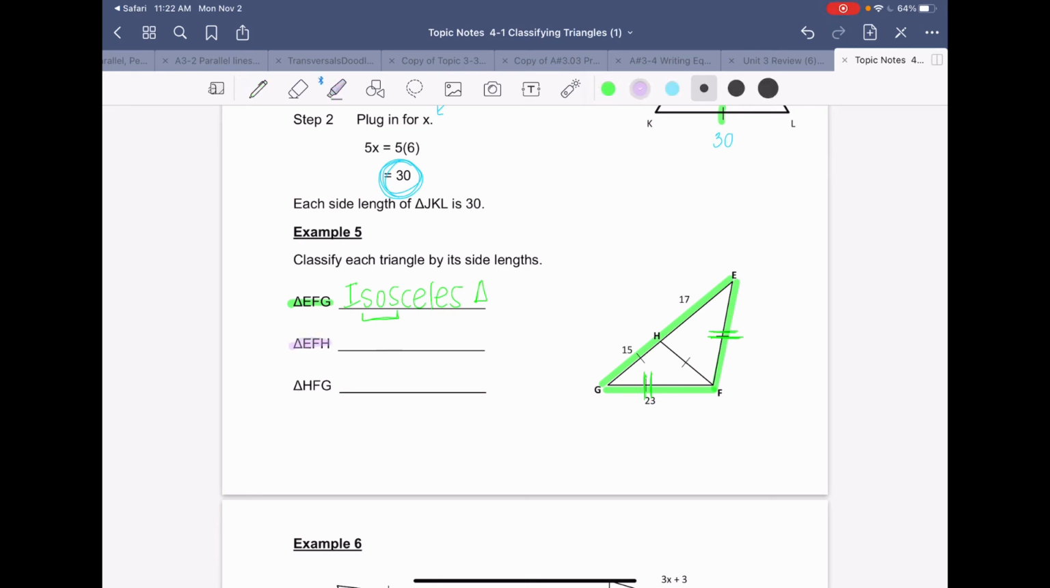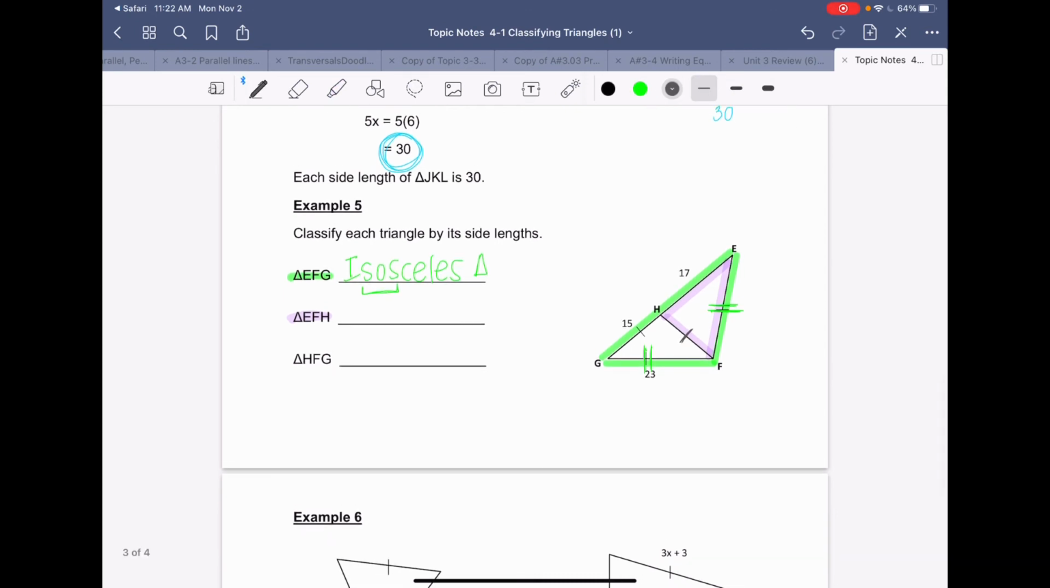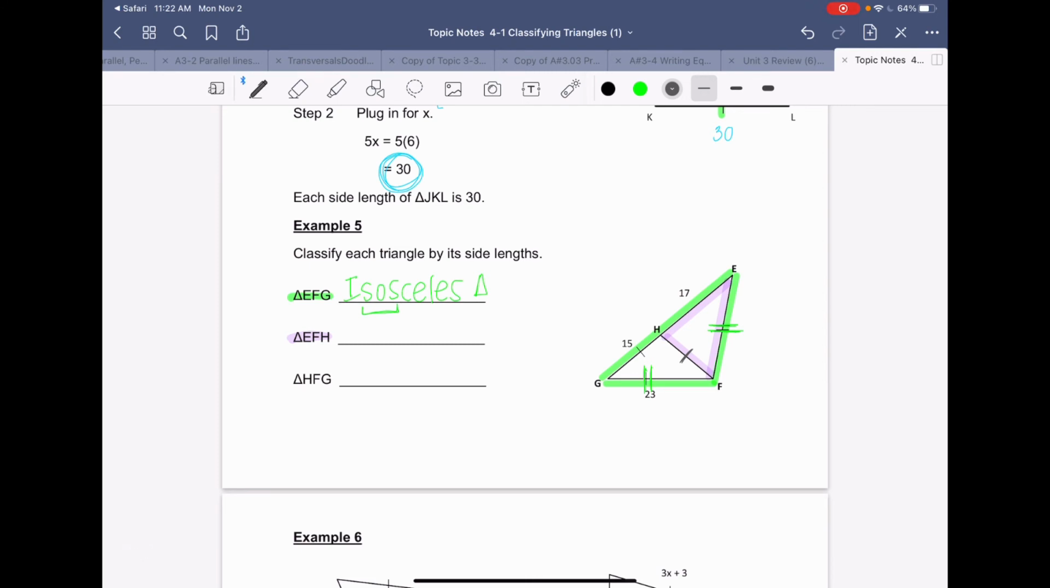Okay, so EFH, this one. Okay, so we have the 2 tick marks. We have this 1 tick mark. And then we have the 17. Well, I'm going to look right here and notice that this value right here is 15. So that means that this is 15. And this value right here is 23. So this one's 23.